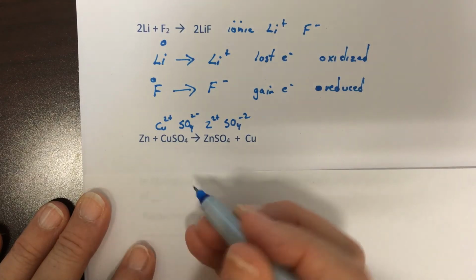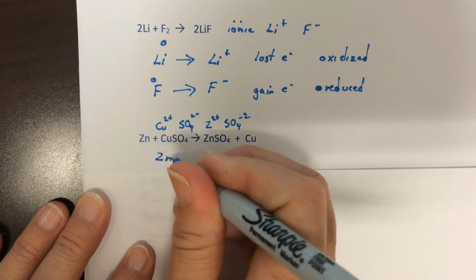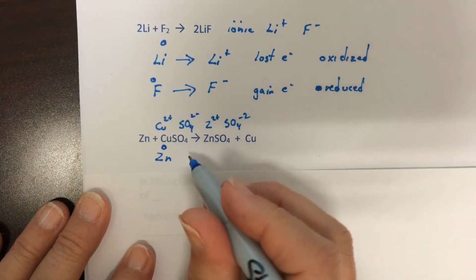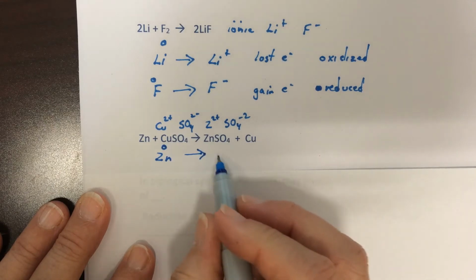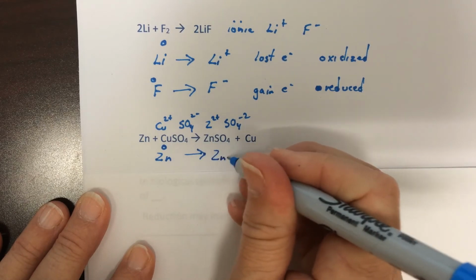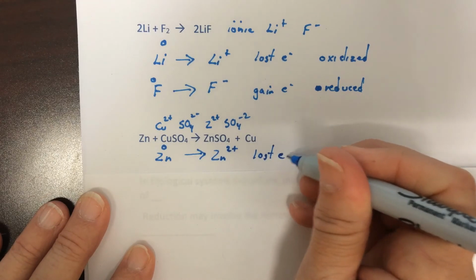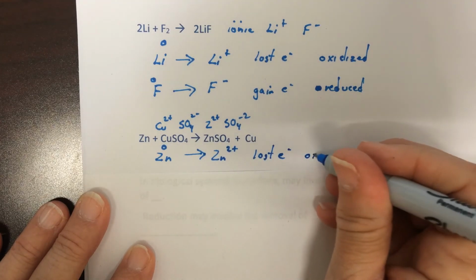On the reactant side, we've got a regular old zinc. It's an element, it doesn't have any charge. On the product side, zinc has a +2 charge. So it must have lost electrons. So it was oxidized.